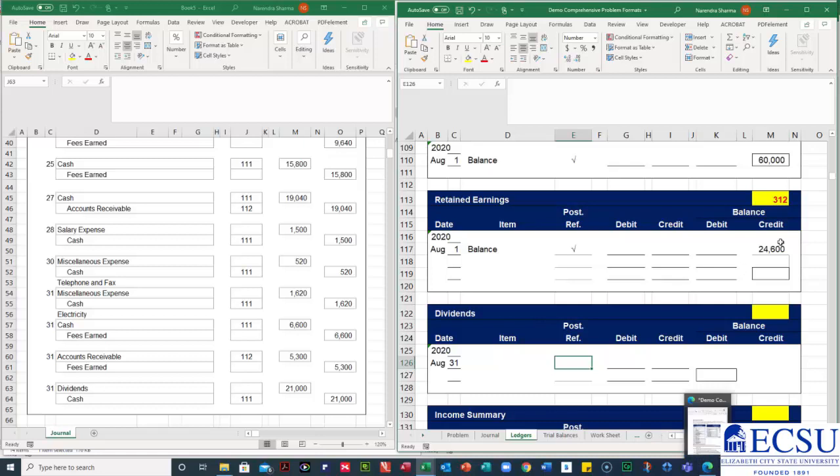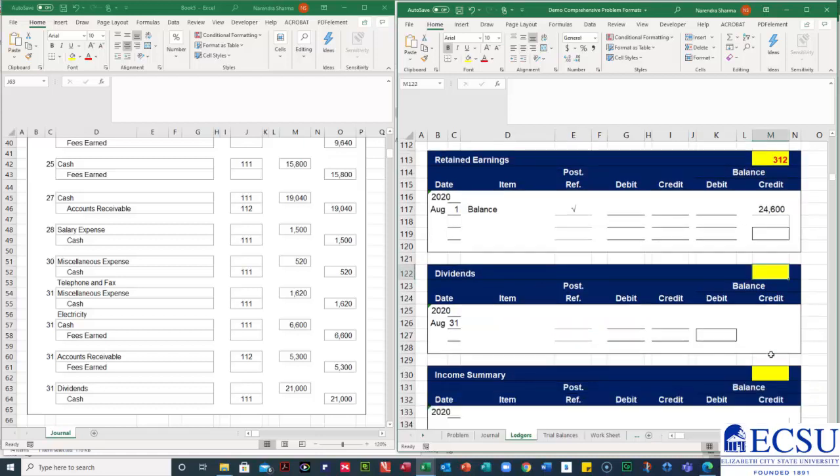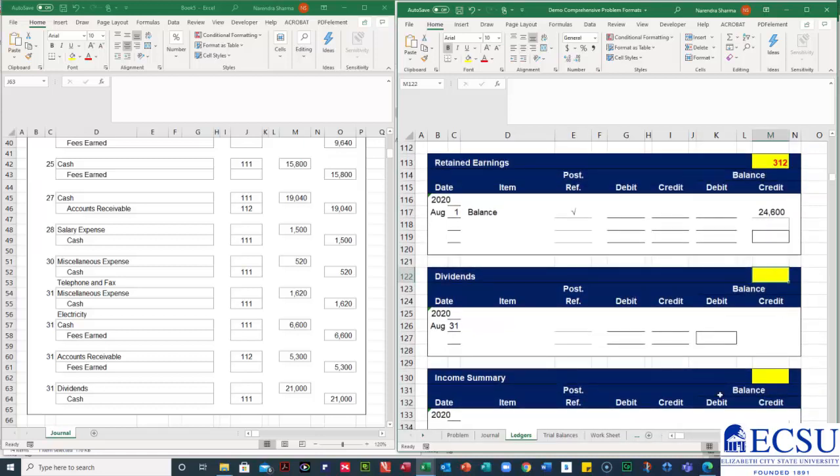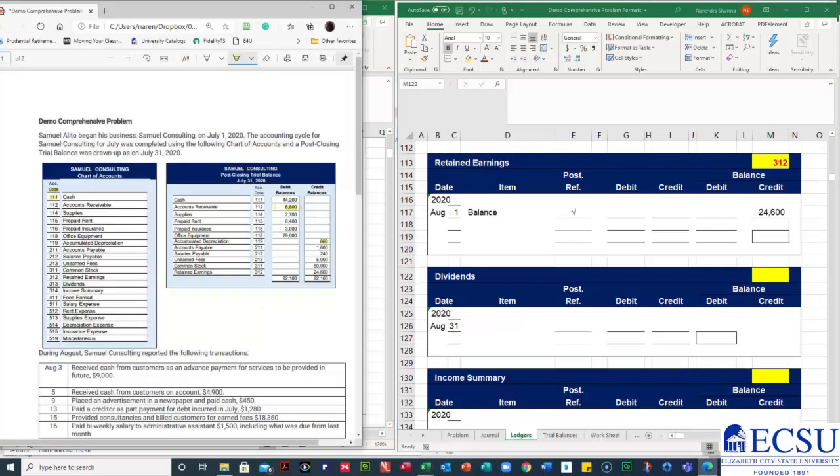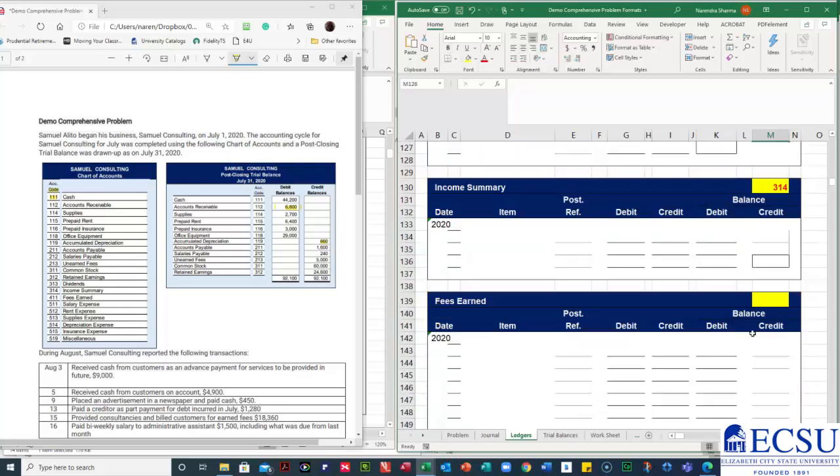So I would need the account here. What is the account for dividend? The account for dividend is 313. So I'm going to write 313. Let's write others as well. Income summary is 314. So I don't have to go back again and again. Fees earned was 411.